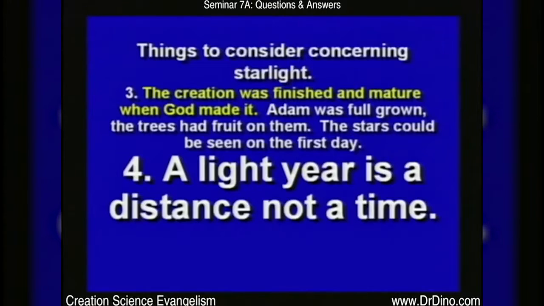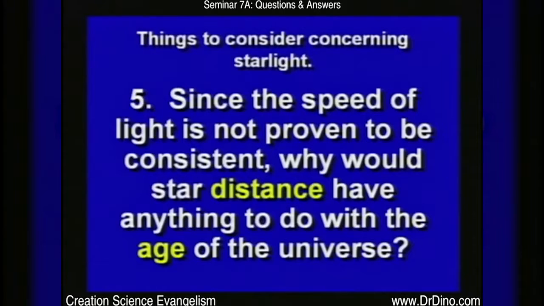A fourth thing to consider about the speed of light question. A light year is a distance. It's not a time. It's a distance. And since the speed of light is not proven to be consistent, why would star distance have anything to do with the age of the universe?